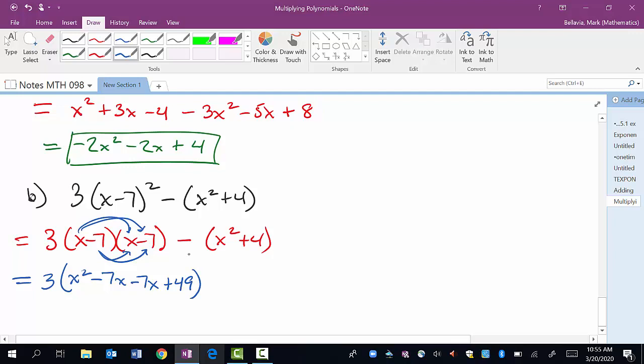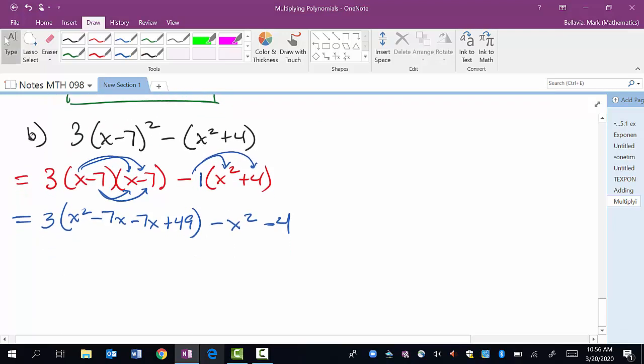That's down there. Minus. Now when I have minus here, that's really like a negative 1, remember, in front you're distributing through. We just saw it in the last example. So negative 1 times x squared is a negative x squared. Negative 1 times a positive 4 is a negative 4. You can drop those parentheses after you distribute the negative in. There's nothing else to multiply there.